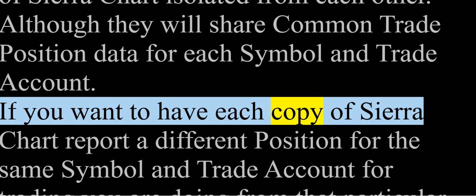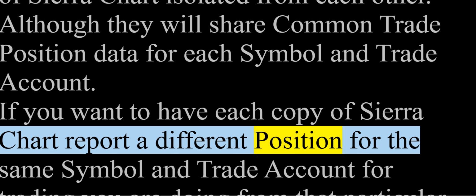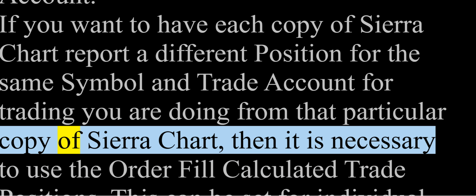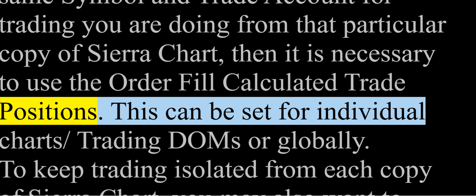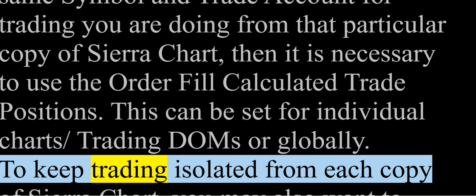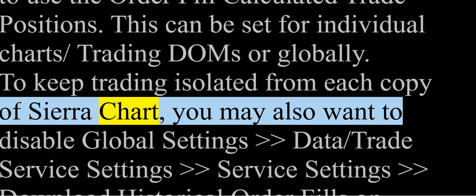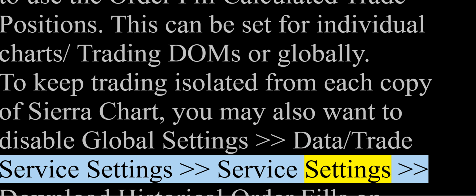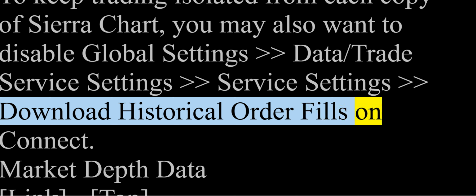If you want to have each copy of Sierra Chart report a different position for the same symbol and trade account for trading you are doing from that particular copy of Sierra Chart, then it is necessary to use the Order Fill Calculated Trade Positions. This can be set for individual charts/trading DOMs or globally. To keep trading isolated from each copy of Sierra Chart, you may also want to disable Global Settings, Data/Trade Service Settings, Service Settings, Download Historical Order Fills on Connect.